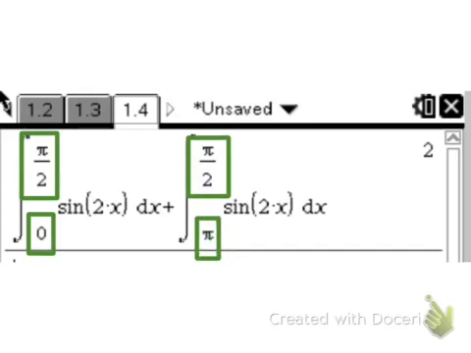So once again on the calculator, I've just set it up in one question. The integral plus the other integral, we've got to add the areas together, and the total area there is 2.